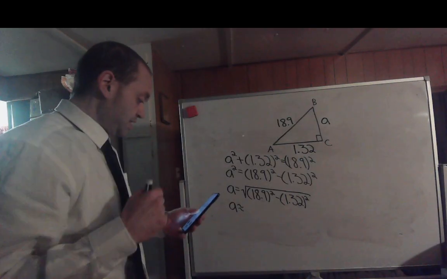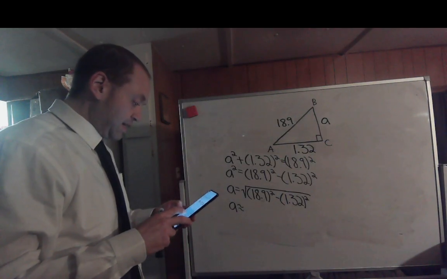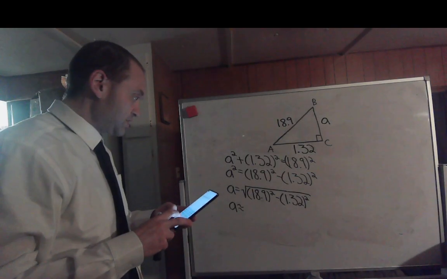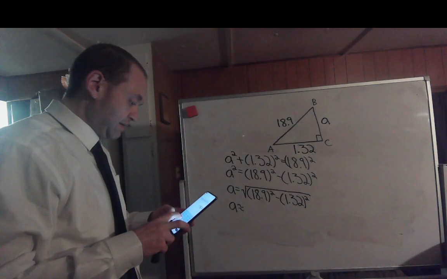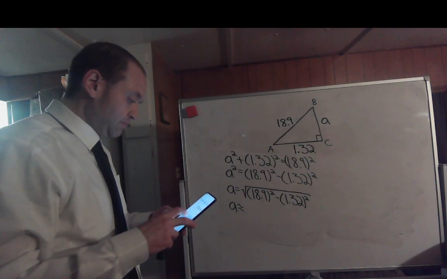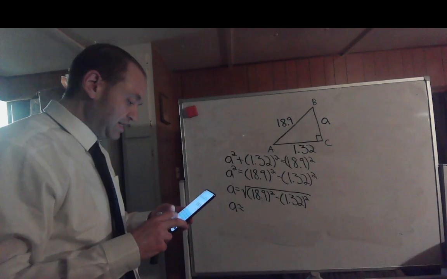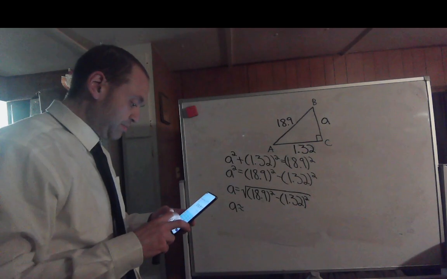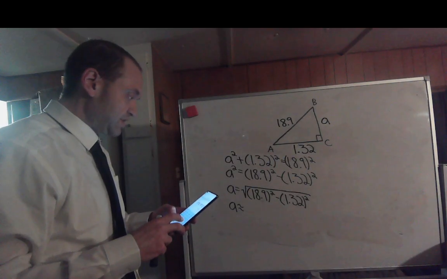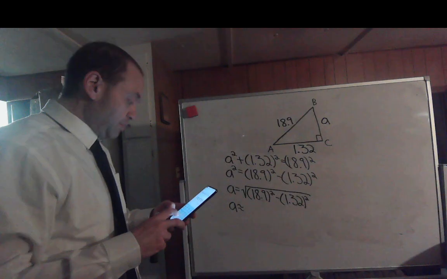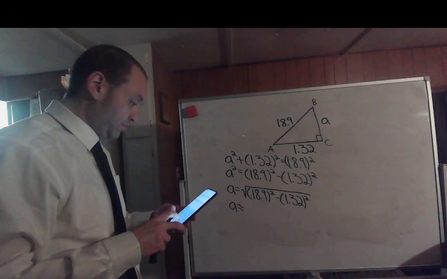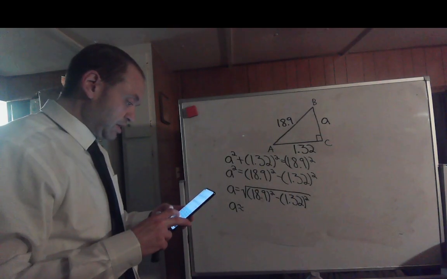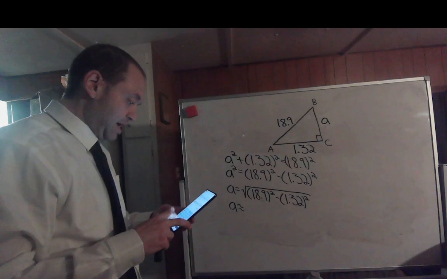So here's how I'm going to do this. In my calculator, what I would do is, in parentheses, put that 18.9. Actually, let's put a second set of parentheses. So the 18.9 raised to the second power with the parentheses around it, minus, in double parentheses, that 1.32 to the second power.